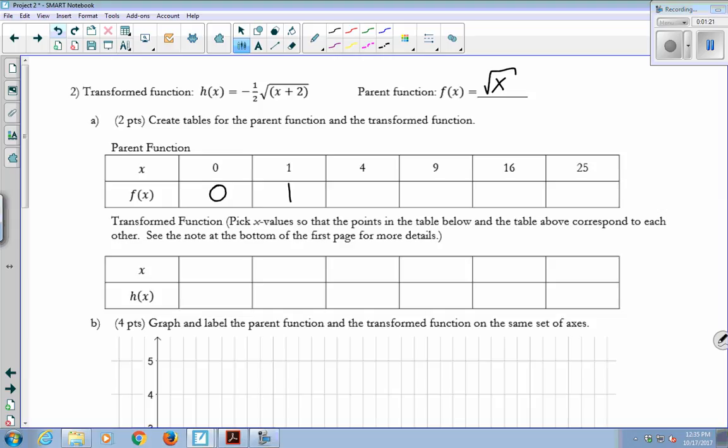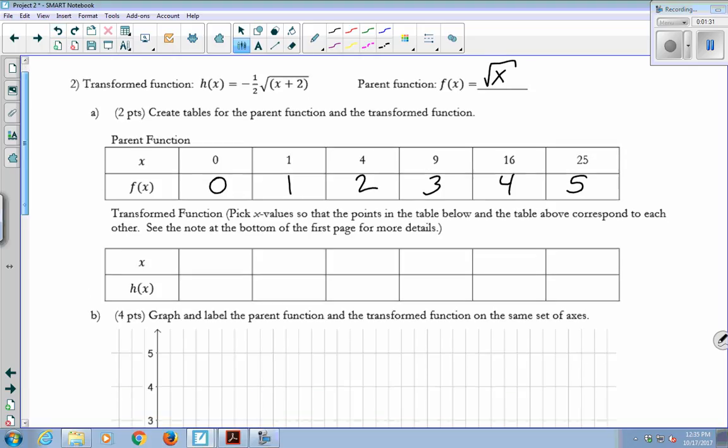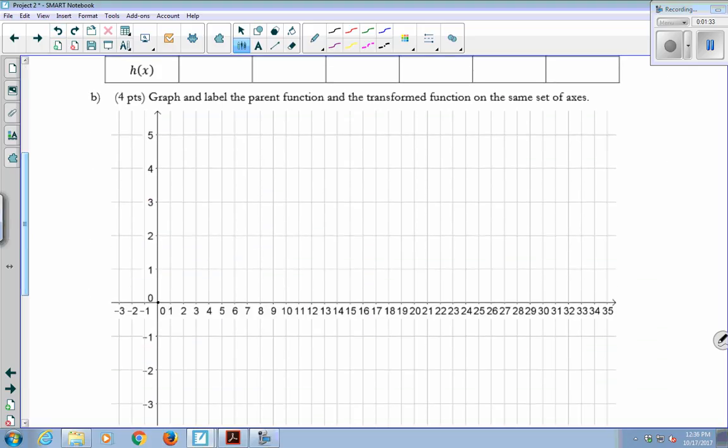So the square root of 4 is 2, square root of 9 is 3, 16 is 4, and the square root of 25 is 5. So let's plot those points so I can see what the square root function looks like. 0, 0, 1, 1, 4, 2, 9, 3, 16, 4, and 25, 5. Connect those with a nice smooth curve. So this is f of x equals square root x.